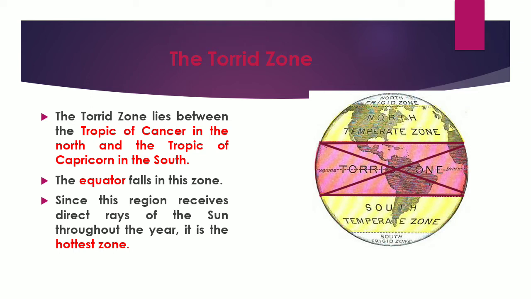So, the torrid zone is in between the Tropic of Cancer in the north and the Tropic of Capricorn in the south. The equator is in this zone and it is the hottest zone. Why? Because it receives the direct sun rays throughout the year.